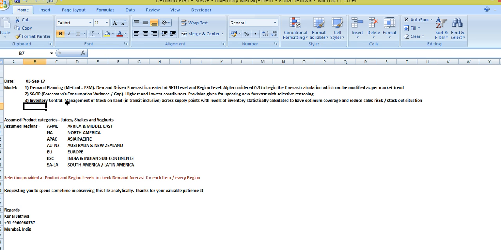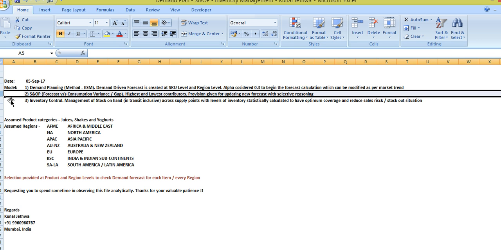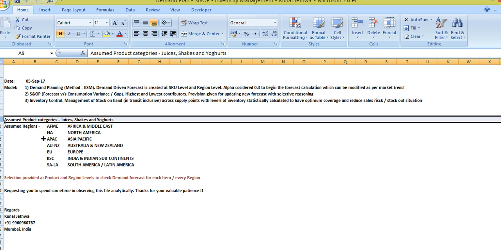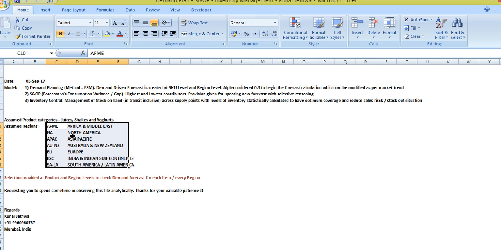The sales and operations, where we have consumption, forecast variance, gap, highest, lowest contributors, provision for updating new forecast with selective reasoning is available. We have inventory control, management of stock on hand plus in transit, and the view is provided at supply points with levels of inventory statistically calculated and having optimum coverage to reduce sales risk and stockout situations. The assumed product categories will be juices, shakes, yogurts. The regions will be Africa, Middle East, and the rest of them are updated here.